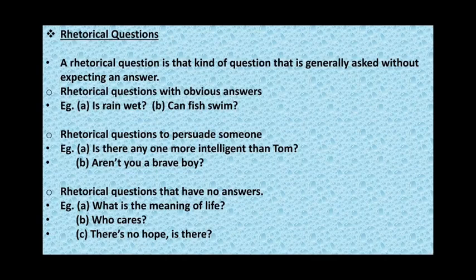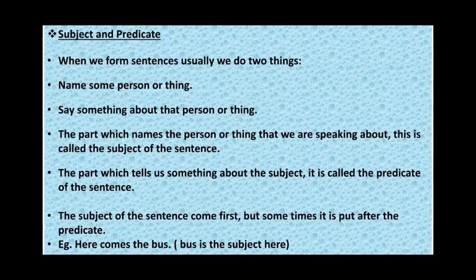Next is subject and predicate. So children, you have already done this in your previous classes. Let's see and revise it. When we form sentences, usually we do two things. What are they? They are name of some person or thing. We say something about that person or thing.